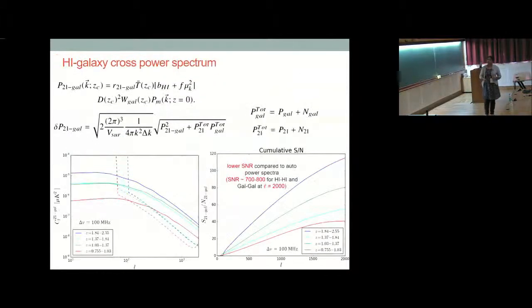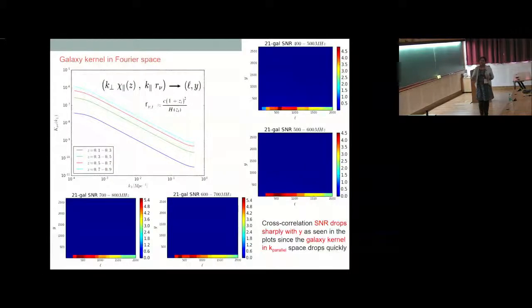But when we look at the HI galaxy cross power spectrum, so this is the signal and the noise, when you look at the signal to noise, you can see that there is a massive drop in the SNR. It was between 700 and 800 for L of 2000. It actually comes down to about 100. And the reason is because of the galaxy kernel.